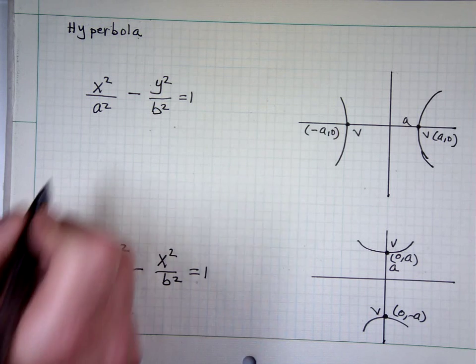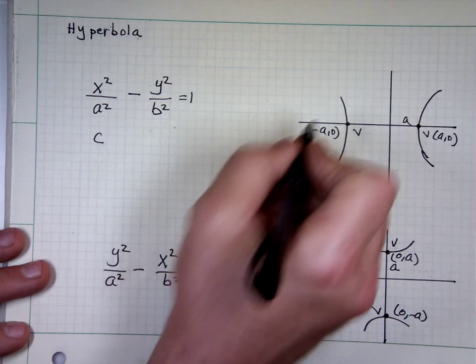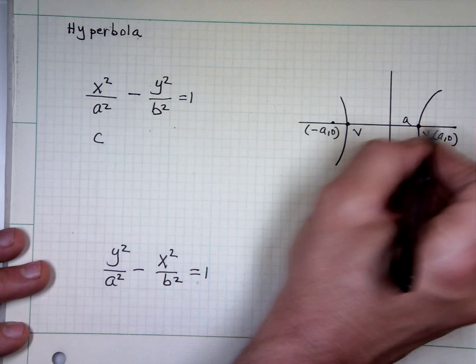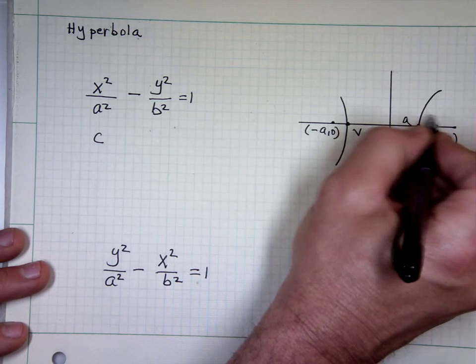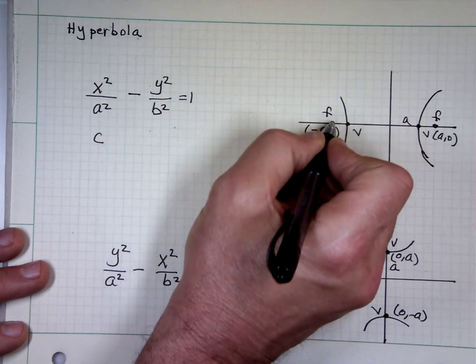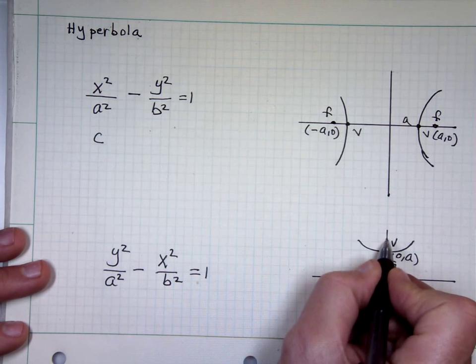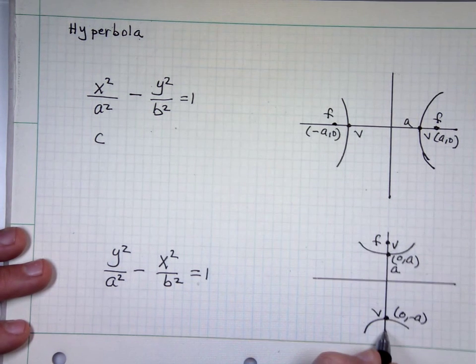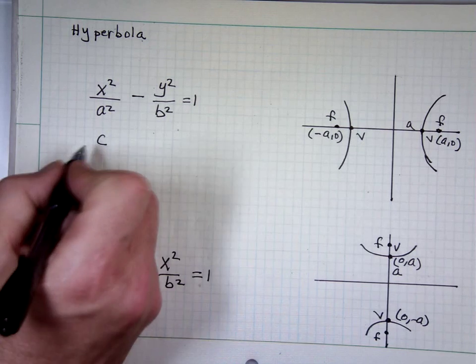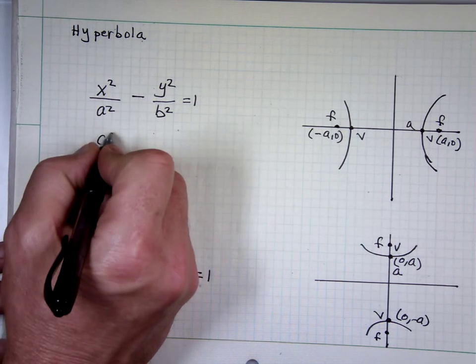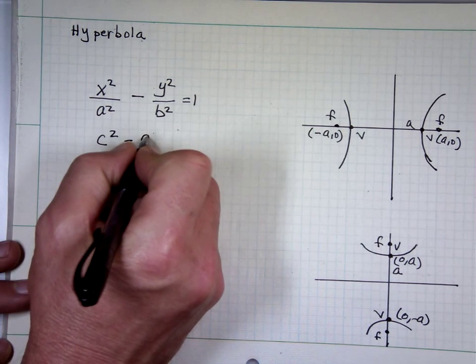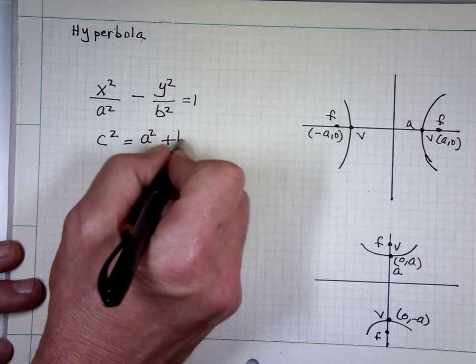And C, which is the focal point, is going to be on this end, not on the inside. C is the distance to the focal point, and that is C squared equals A squared plus B squared for both of them.